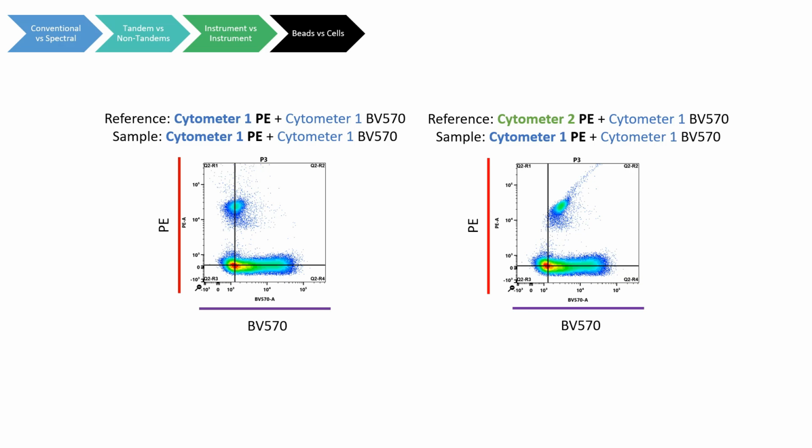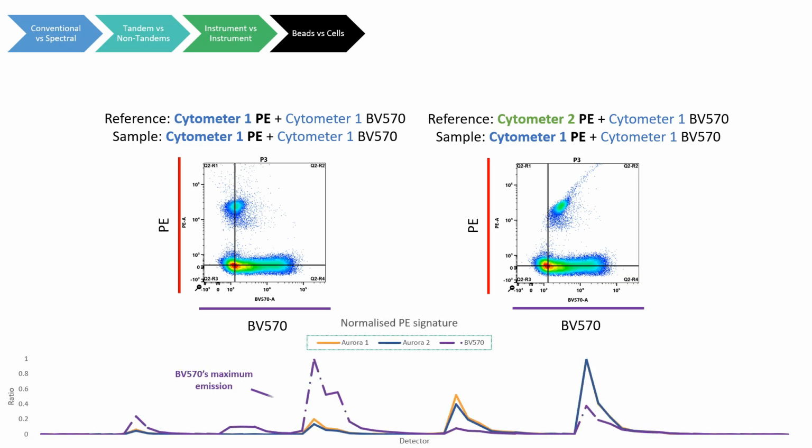Let's remind ourselves of the difference in normalized spectra and add the normalized spectra of BV570 over the top. As you can see, the PE from cytometer 2 is expecting less emission in the BV570 maximum detection area than is actually being detected by cytometer 1. Therefore, by using one reference acquired from a different cytometer for a sample acquired on another instrument, you are breaking rule number 1 and it results in errors.